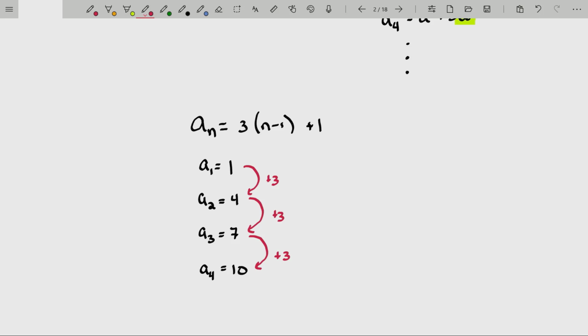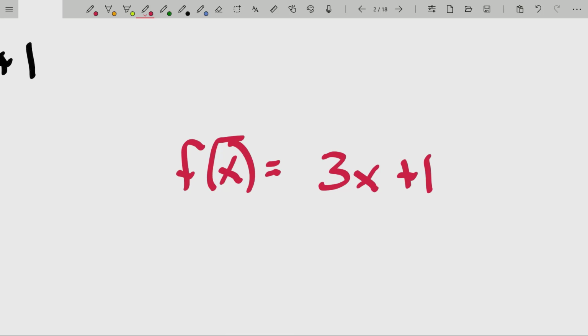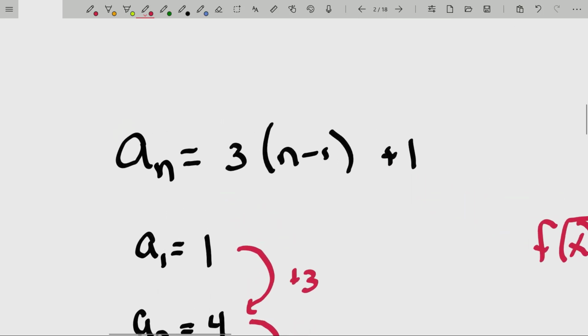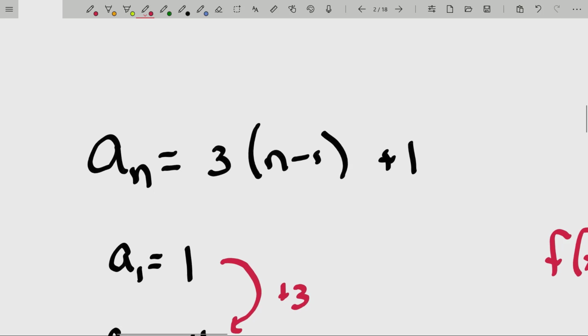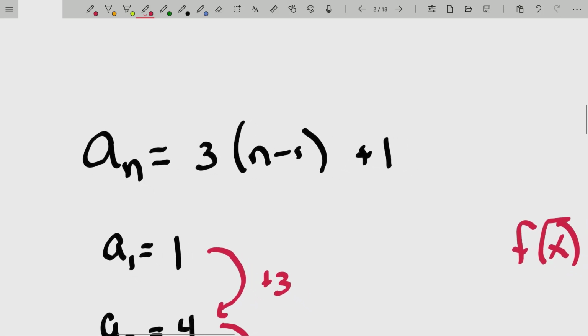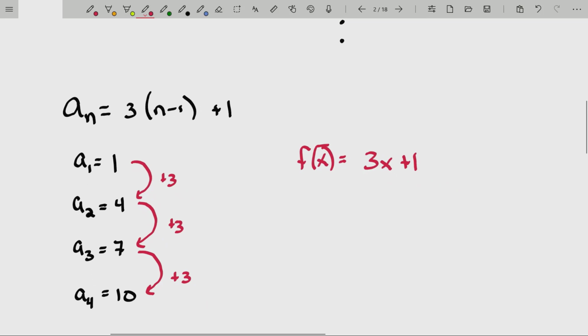If you can see this, it is written almost like a 3x plus 1. It's not exactly 3x plus 1, but it's kind of like a 3x plus 1. Obviously, the function 3x plus 1 has a domain of all real numbers, whereas the sequence 3 times the quantity n minus 1 plus 1 only has the natural numbers as its domain, or possibly the whole numbers, maybe some negative integers, but generally speaking, we just let n start at 1.